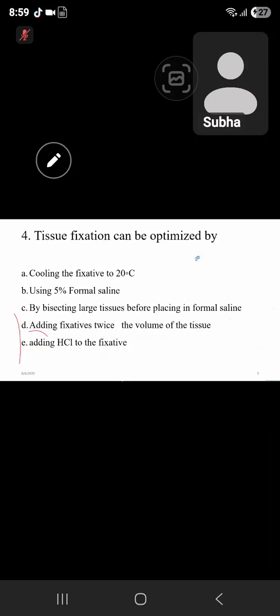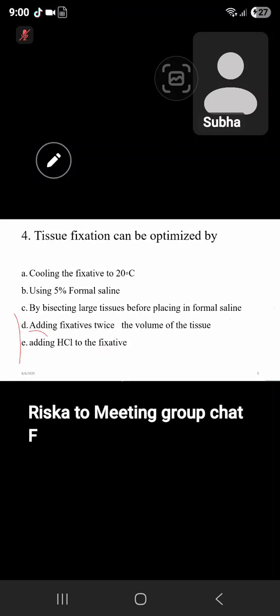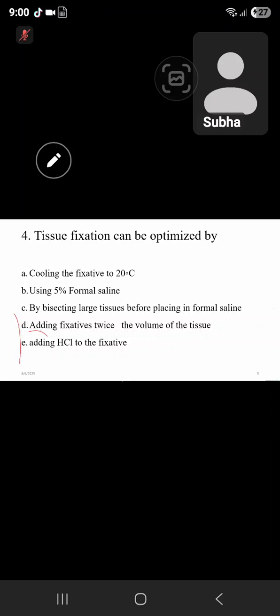Tissue fixation. Cooling the fixative to 20 degrees Celsius. True or false? It's true. False. Using 5% formal saline. False. By bisecting large tissues before placing in formal saline. True. Adding fixative twice the volume of the tissue. False. Adding HCl to the fixative. False.